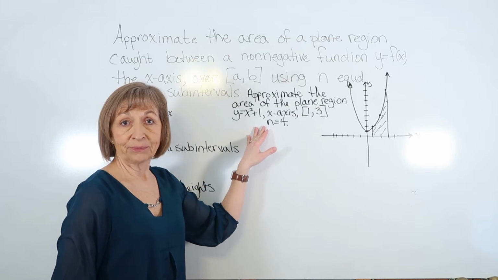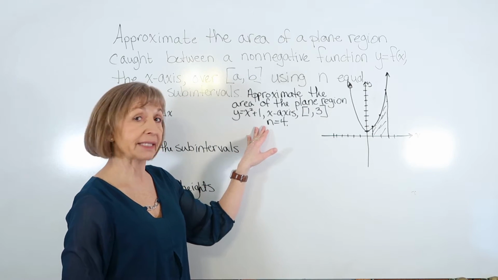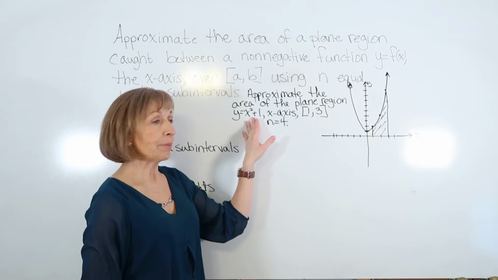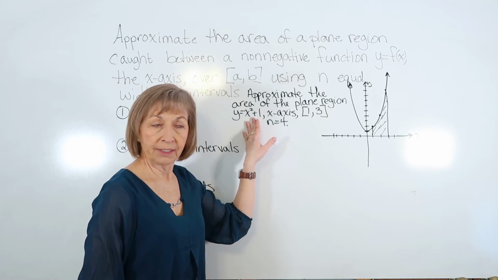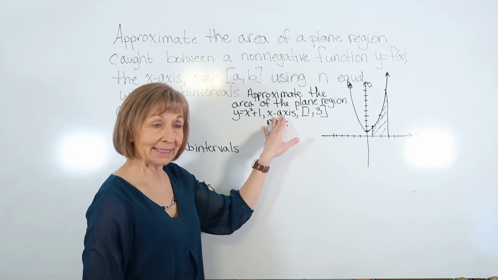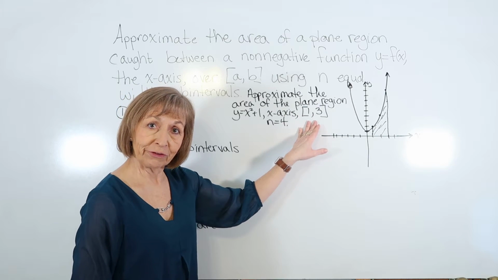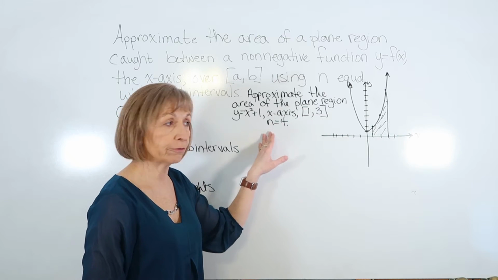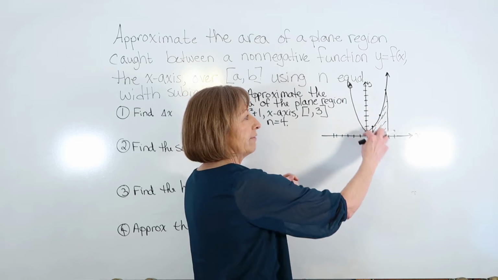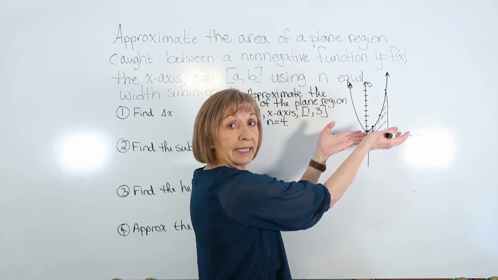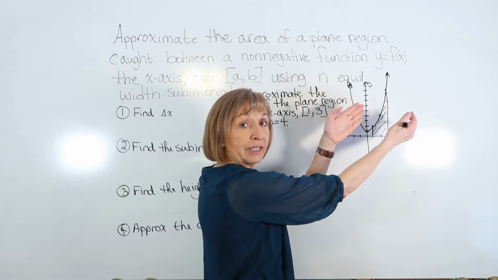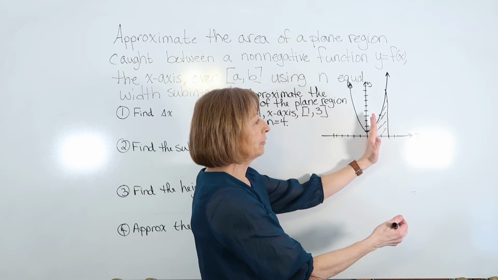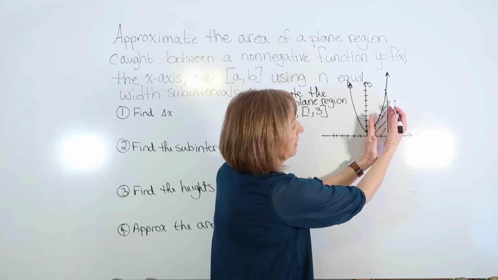So here's our example. We want to approximate the area of the plane region caught between y equal x squared plus 1, the x-axis on the closed interval from 1 to 3 with n equal 4. So I graphed y equal x squared plus 1. It is above the x-axis over the interval.